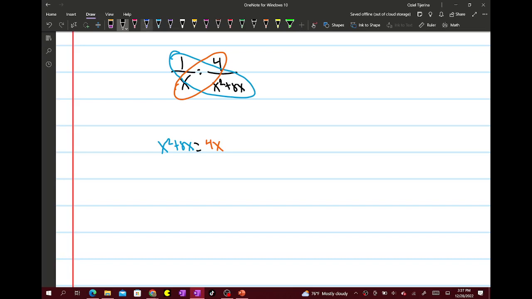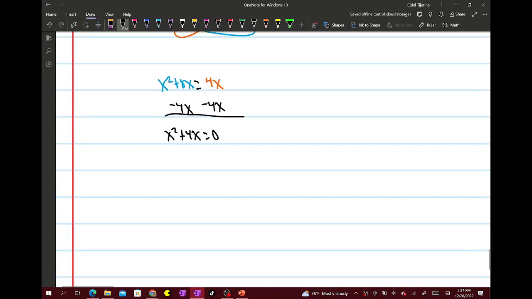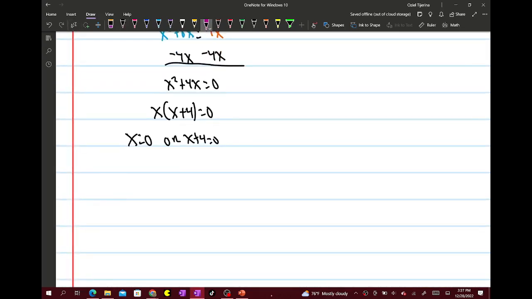solving, right? So we want to set this equal to 0, so I'm going to subtract 4x on both sides. I get x squared plus 4x equals 0, because 8x minus 4x is 4x. And so then I can factor an x out, so x times x plus 4 equals 0. That means x equals 0, or x plus 4 equals 0. To solve that one for x, I subtract 4 on both sides, and I get that x equals negative 4.